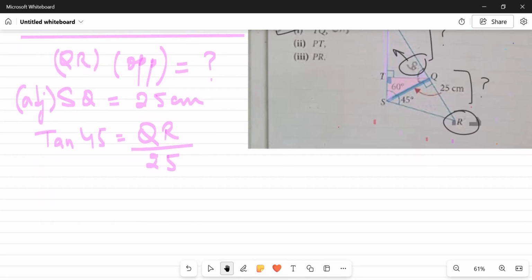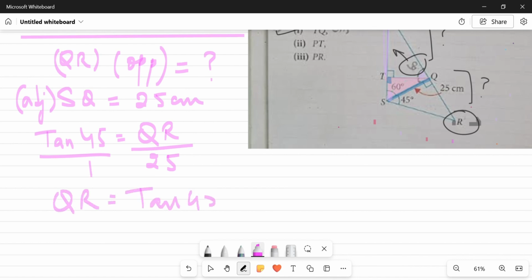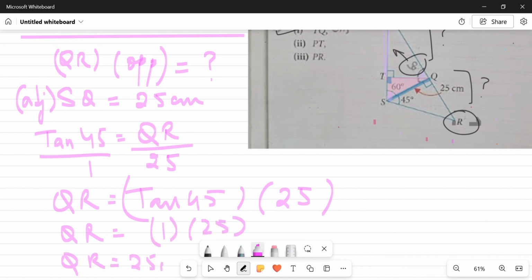Cross multiply, so we get QR equals tan 45 times 25. As we know that the value of tan 45 is 1, QR is equal to 1 times 25. So we get QR equals 25 centimeters.